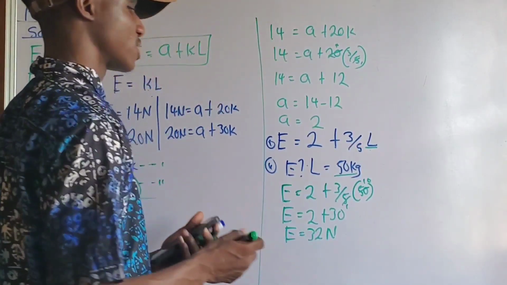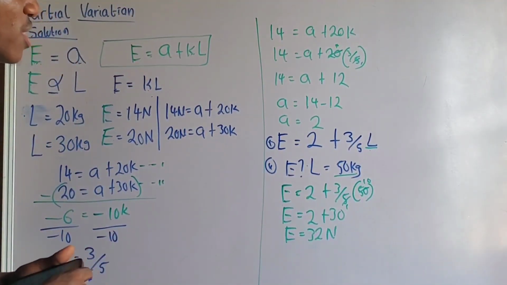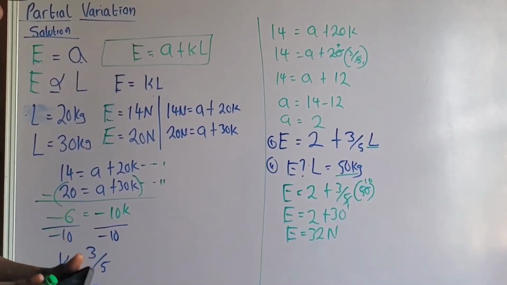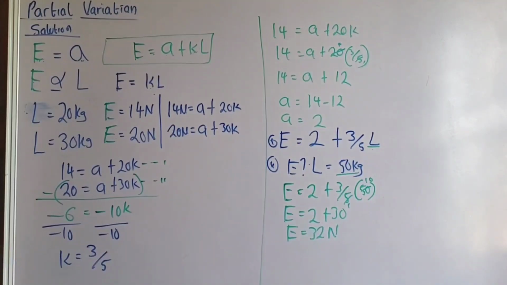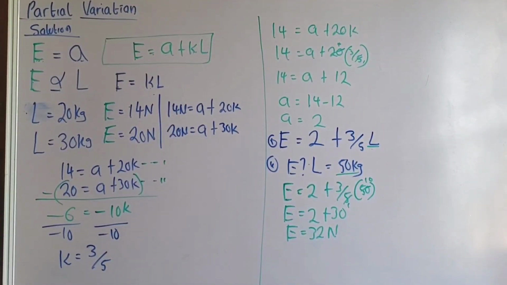So when the load is 50 kilograms, the force required to pull the load is 32 Newton. Do you understand? Okay, so that is the solution to that question. Let's look at one more example.